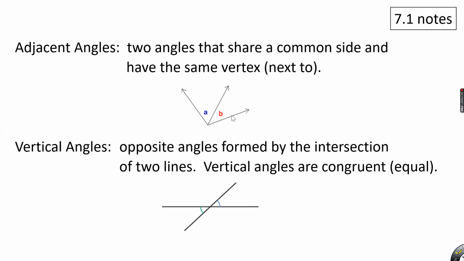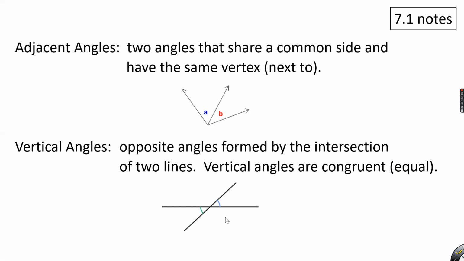So I've got an example of what that looks like right here. We've got angle A and angle B. Angle A and angle B share that one side together, so that makes them adjacent. Vertical angles are angles that are opposite angles formed by the intersection of two lines. So basically all you're going to do to make a vertical angle is just draw two straight lines. Like an X has vertical angles.